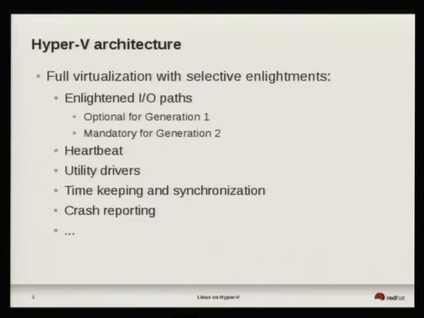So, yes, how is it done? Hyper-V emulates an x86 system. It emulates a standard platform, and at the same time, it provides us with some so-called enlightened paths and special paravirtual services. As I said, for input-output, you have emulated paths for generation 1, and you don't have them for generation 2. So these enlightened I/O paths are mandatory for generation 2 VM.